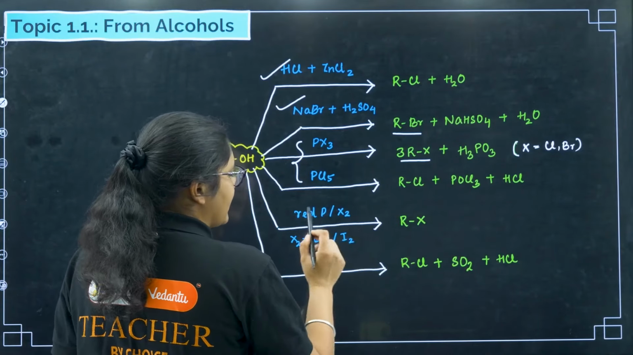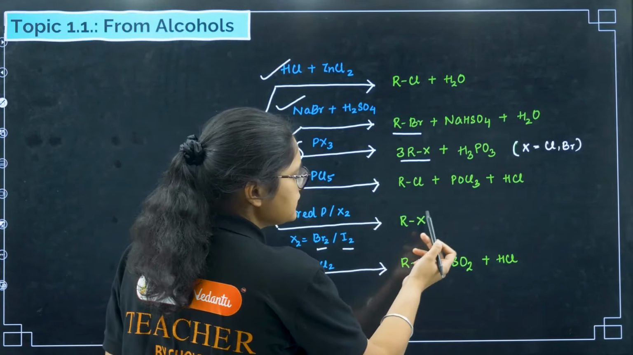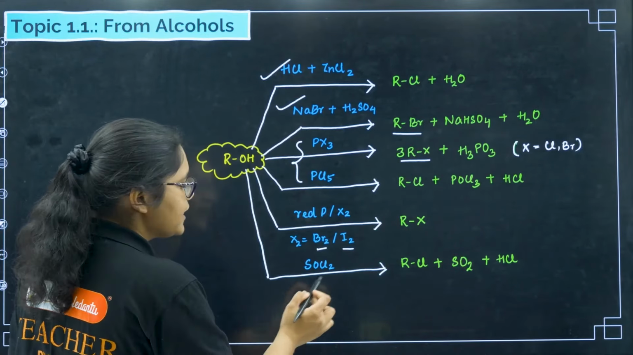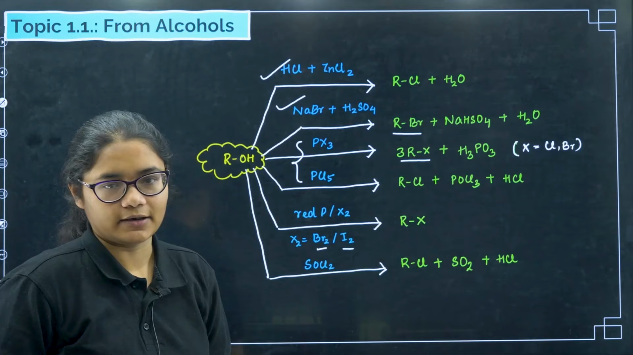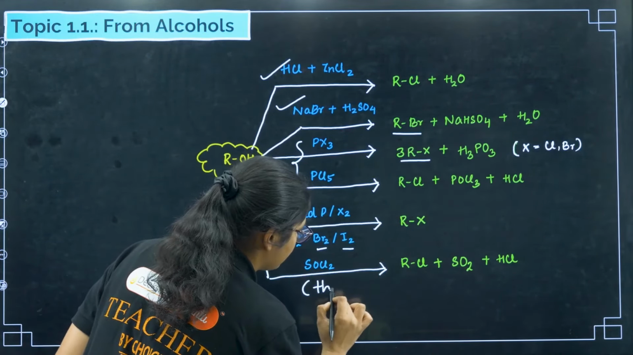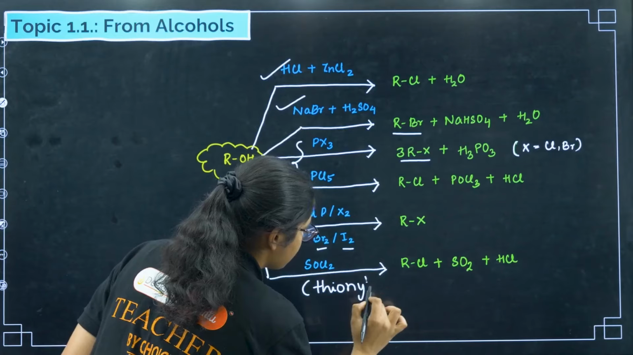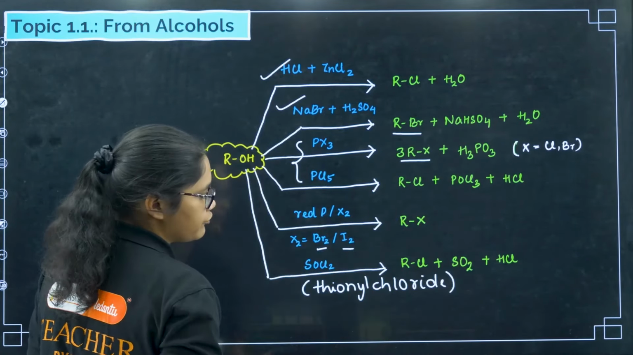Next I have X2 and red phosphorus. Here X2 can be bromine or iodine. You will get RX as the major product. Then SOCl2, you will get RCl plus SO2 plus HCl. Now here you should remember that this SOCl2 is called thionyl chloride. Okay, this is the first thing that we should be knowing.